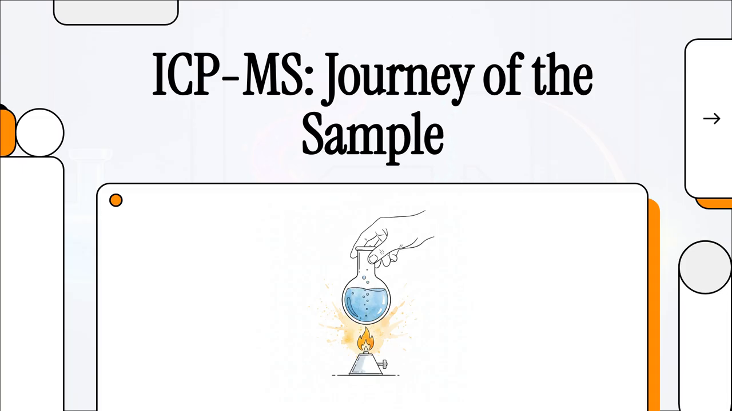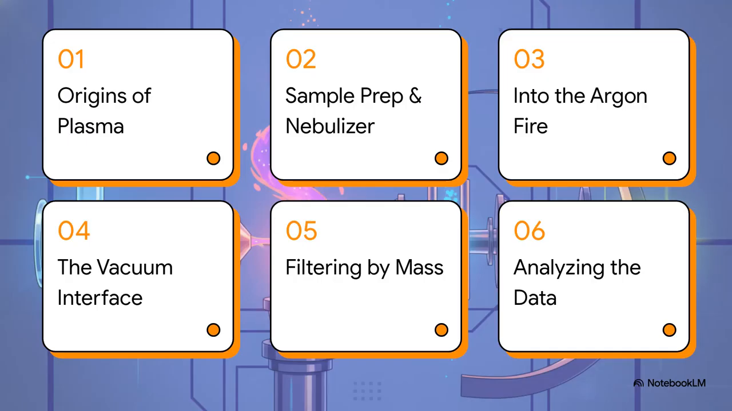By the end of this university-level explainer, you'll know exactly how we uncover trace elements all the way down to the parts per trillion level. Okay, let's dive right into this. We're going to trace our sample's journey through 6 critical stages: the origins of analytical plasma, sample prep and nebulization, plunging into the argon fire, the vacuum interface, filtering by mass, and finally analyzing the data.